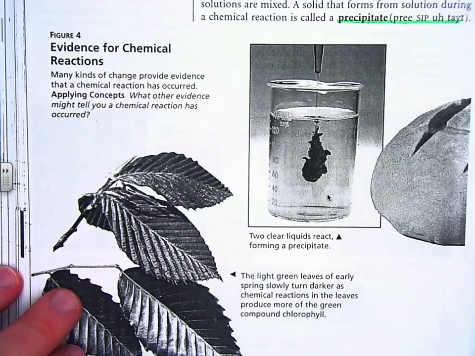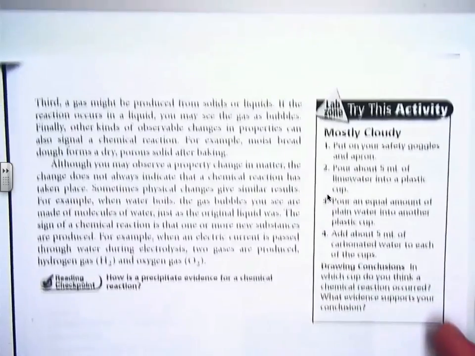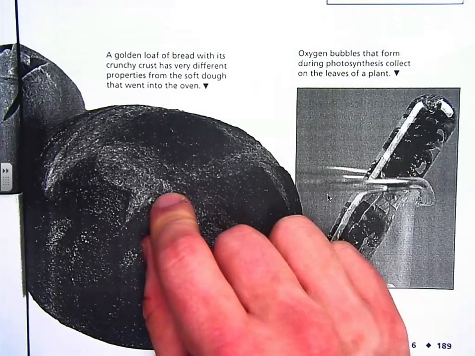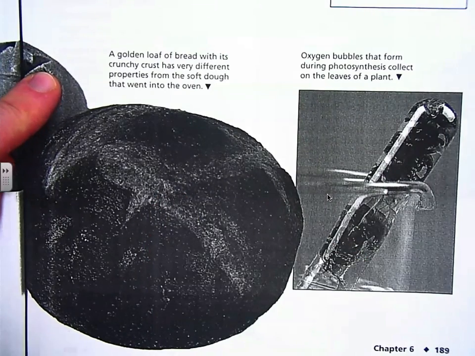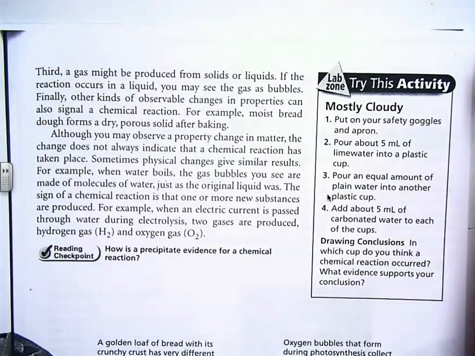And let's go to the next page, page 188. Turn in your book with me, please. And you can see other kinds of chemical reactions, the difference between an unbaked loaf of bread and a baked loaf of bread, and oxygen bubbles that form on underwater plants. Okay, here we go. Let's keep reading.